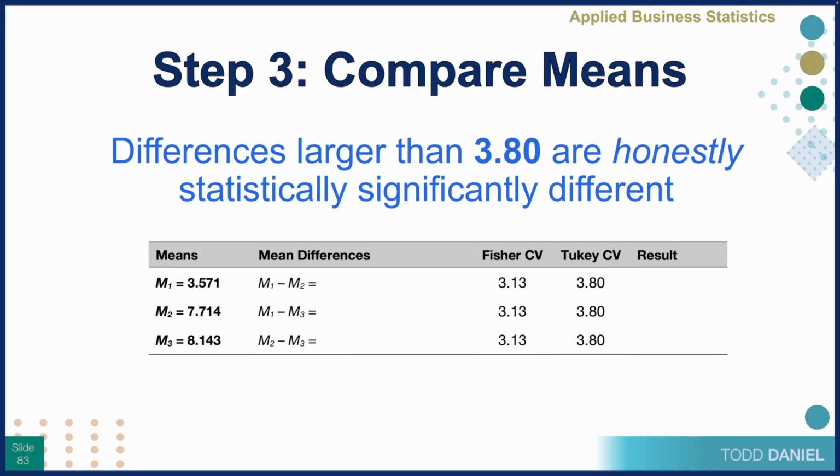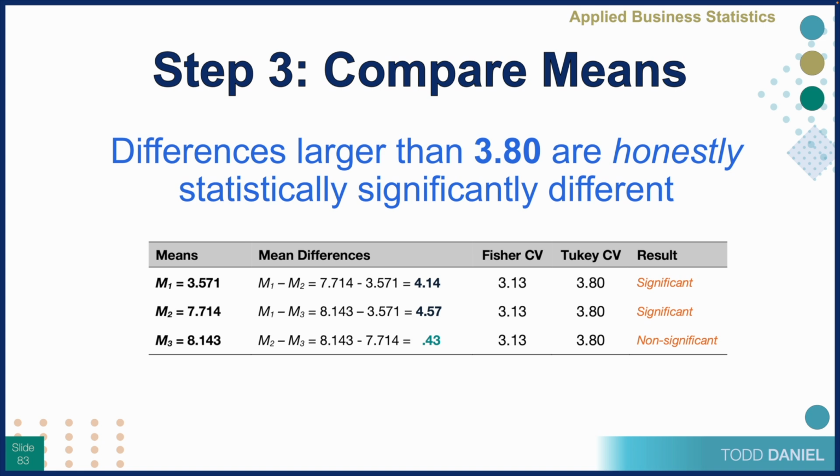Let's compare mean 1 and mean 2. The difference is 4.14. That's greater than 3.8, so it is significant. Comparing means 1 and 3 gives us a mean difference of 4.57, which is also greater than 3.8, also significant. However, the difference between means 2 and 3 is 0.43, which is not larger than 3.8, so it is non-significant.